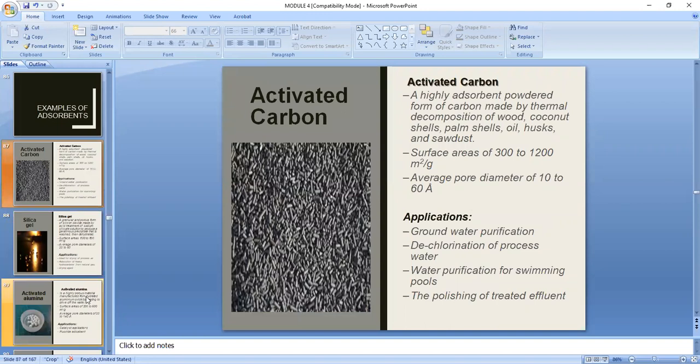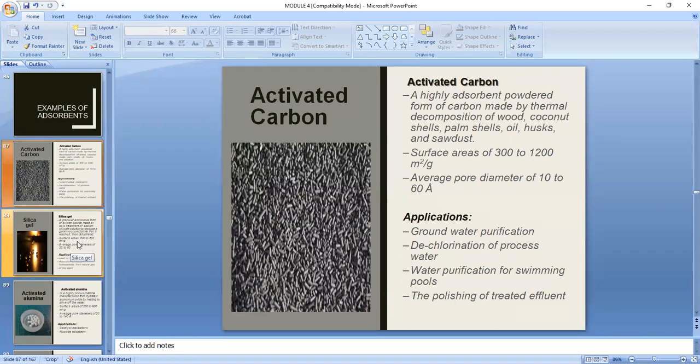The activated carbon is not costly, it's common. It is a highly adsorbent powdered form of carbon made by thermal decomposition of wood, coconut shells, palm shells, oil husk, and sawdust. Surface area ranges from 300 to 1,200 square meters per gram with an average pore diameter of 10 to 60 angstrom. Now, applications: groundwater purification, I'm sure you know this. Dechlorination of processed water, water purification for use in swimming pools, and the polishing of treated effluents.